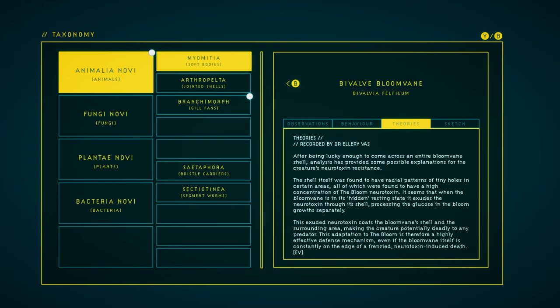Theories. After being lucky enough to come across an entire bloom vein shell, analysis has provided some possible explanation for the creature's neurotoxin resistance. The shell itself was found to have radial patterns of tiny holes in certain areas, all of which were found to have a high concentration of the bloom neurotoxin. It seems that when the bloom vein is in its hidden resting state, it exudes the neurotoxin through its shell, processing the glucose in the bloom growths separately. This exuded neurotoxin coats the bloom vein's shell and the surrounding area, making the creature potentially deadly to any predator. This adaptation to the bloom is therefore a highly effective defense mechanism, even if the bloom vein itself is constantly on the edge of a frenzied neurotoxin-induced death.